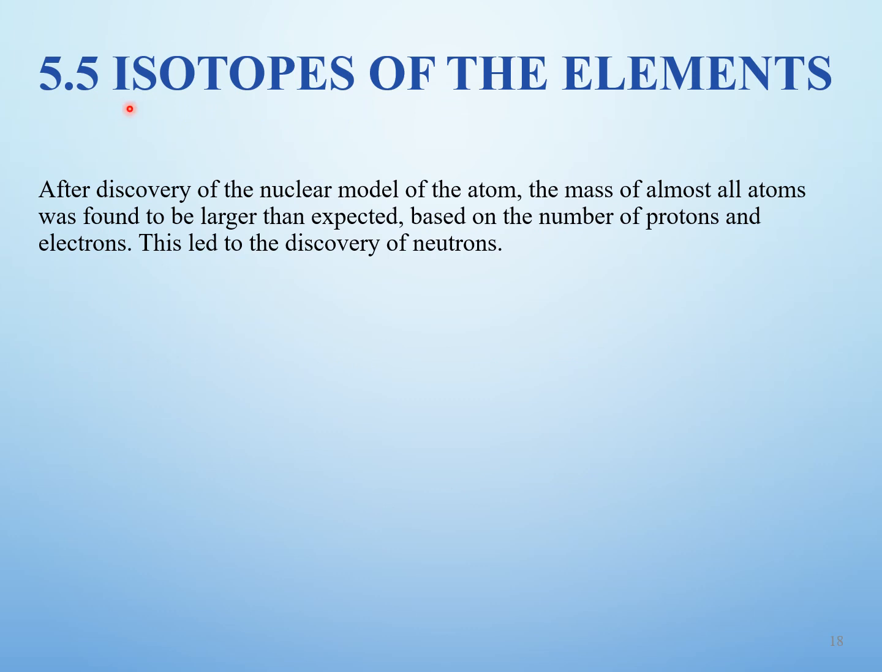So we were talking about how each element has different masses, right? Because of the isotope. So we found out that the mass of almost all atoms were found to be larger than expected based on the number of protons and electrons. See how they were like, okay, we know protons are in the middle and electrons are on the outside, and that's why we know there's neutrons, because neutrons add to the mass but not to the charge.